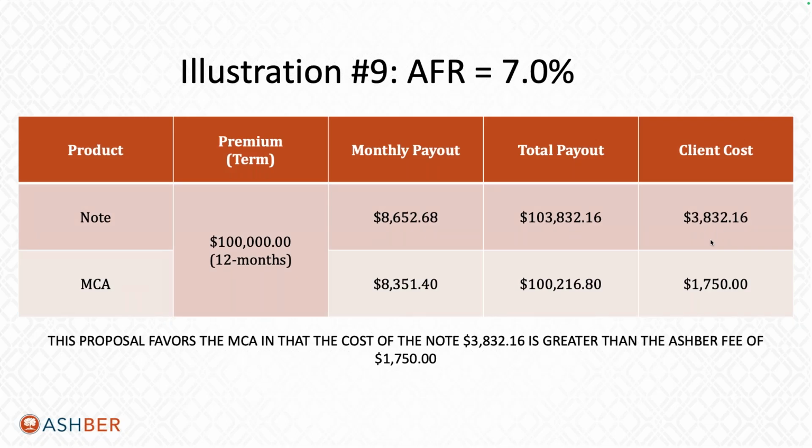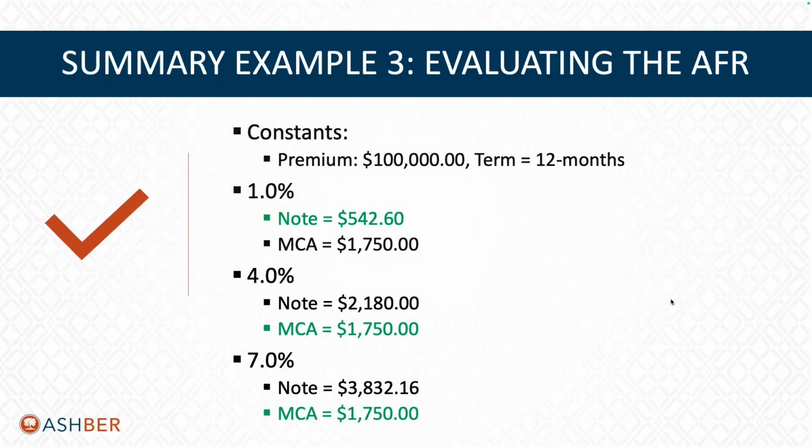And then the last illustration here is when the rates are 7%, so very high. This is a situation, again, where the annuity is going to be the more favorable option, because you've got a client cost here of $3,800 and then an annuity cost of $1,750. So over $2,000 of benefit by using an annuity in this particular instance.